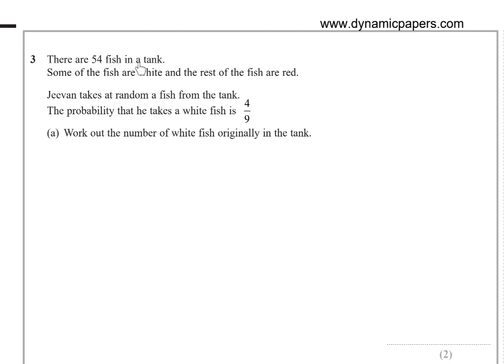Number 3. There are 54 fish in a tank. Some of the fish are white and the rest of the fish are red. Jivan takes at random a fish from the tank. The probability that he takes a white fish is 4/9. Work out the number of white fish originally in the tank. Number of white fish equals the probability of white times the total, which is 54, equals 24.